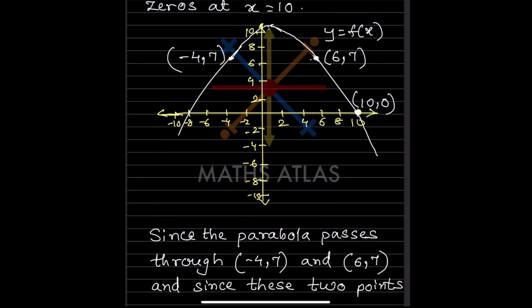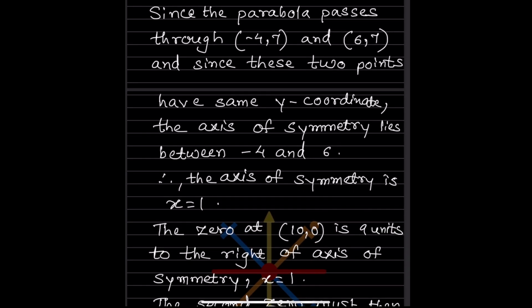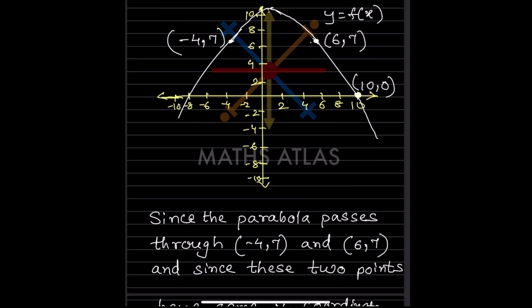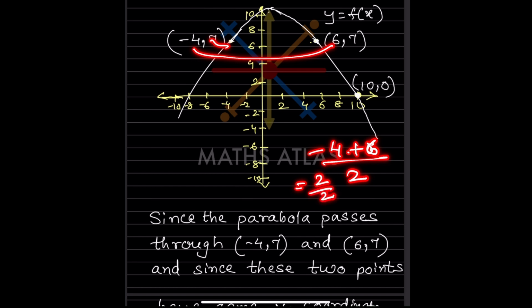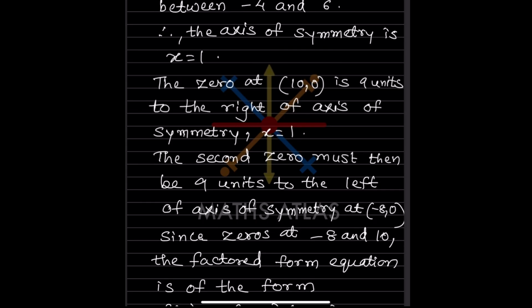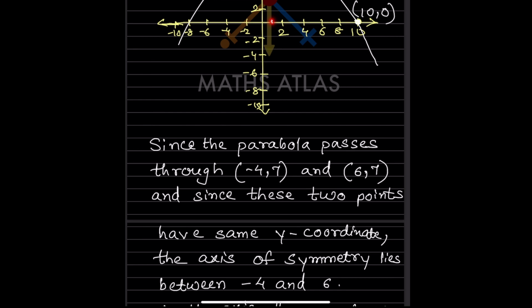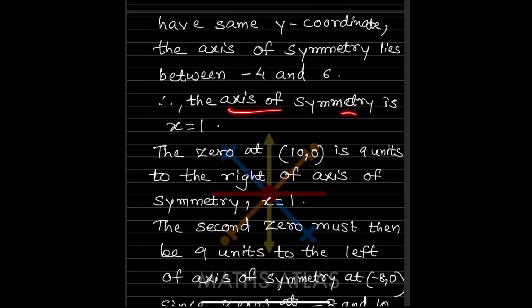So the axis of symmetry should be in between -4 and 6. Therefore the axis of symmetry is x equals 1. Can you see here? If it is lying between these two, the axis of symmetry means -4 plus 6, divided by 2, because it should be in between this and this. -4 plus 6 is 2, and 2 divided by 2 is 1. So the axis of symmetry is x equals 1.